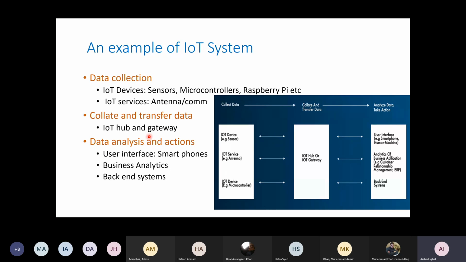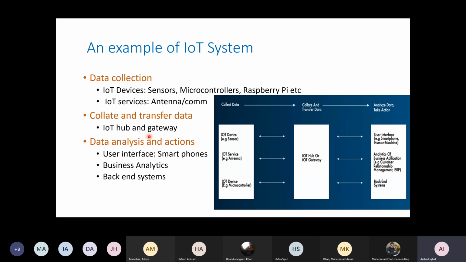So here is an example of IoT system. It basically consists of three sections. One is data collection, another is collate and transfer data, and the other one is data analysis and actions. If you could see in the figure, there are given some information about devices, services, hub, gateway, and analytics. So data collection usually consists of IoT devices which contain sensors, microcontrollers, Raspberry Pi, etc. While IoT services would be communication through antennas.